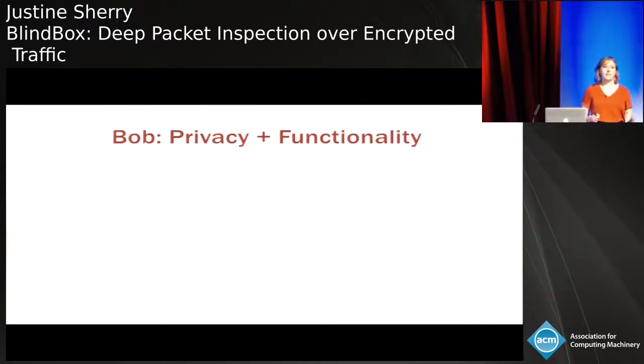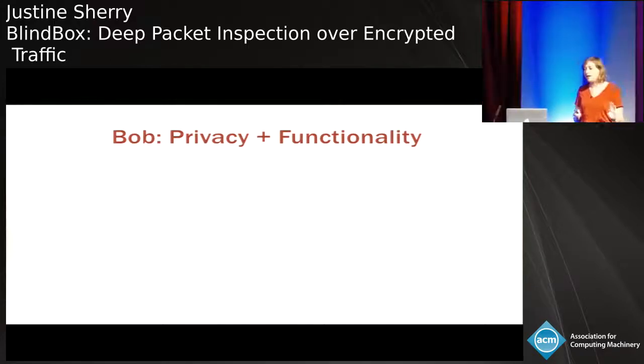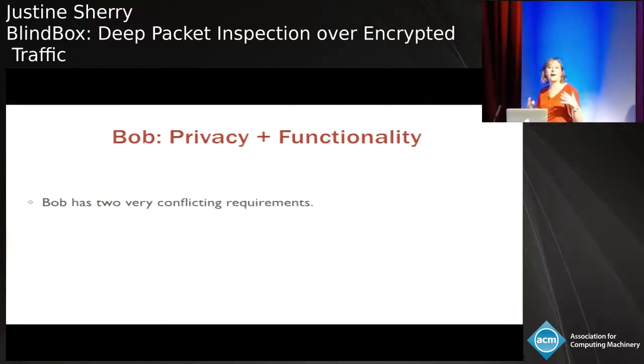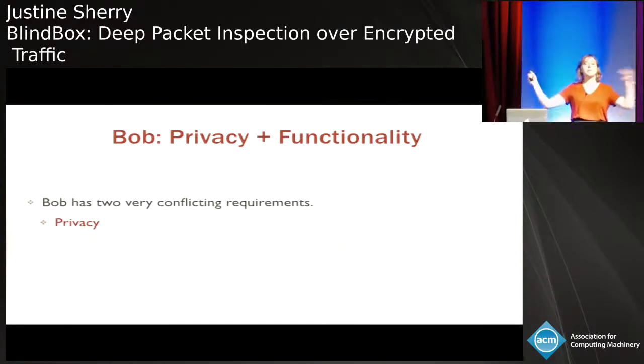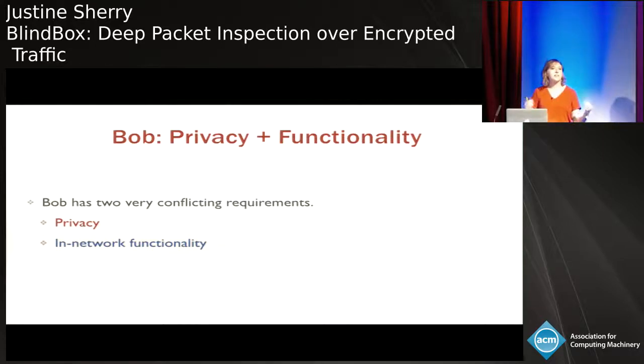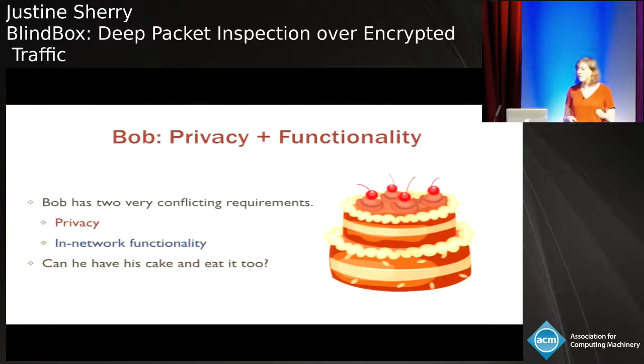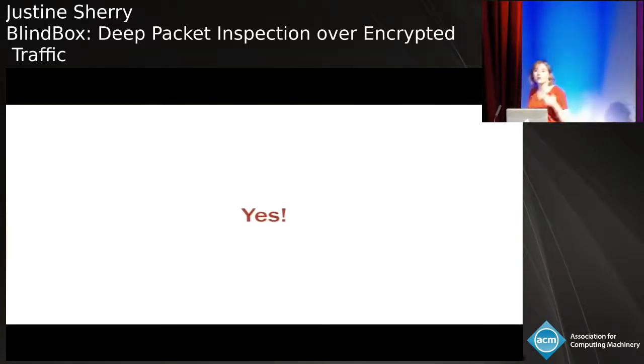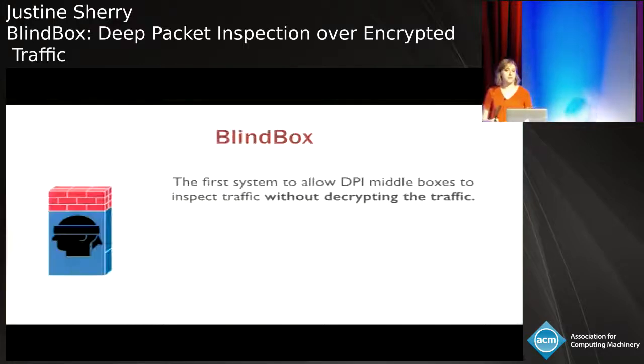So what Bob wants here is a combination of both privacy and functionality. And it might seem at first that these two requirements together are conflicting. How can he have the privacy that the communication between him and his endpoint remains private to all other parties, while still allowing a third party to detect malicious behavior in the connection? It's almost like we're asking, can he have his cake and eat it too? But the answer is actually yes. We know it's yes because we built BlindBox.